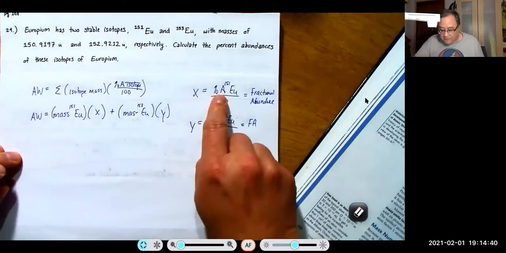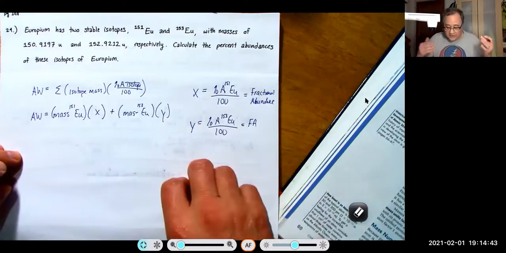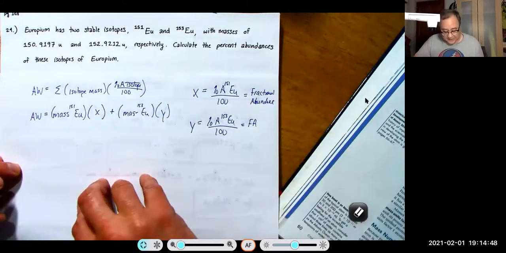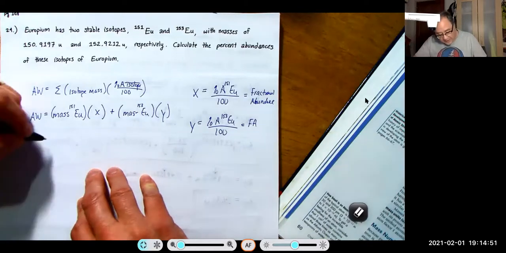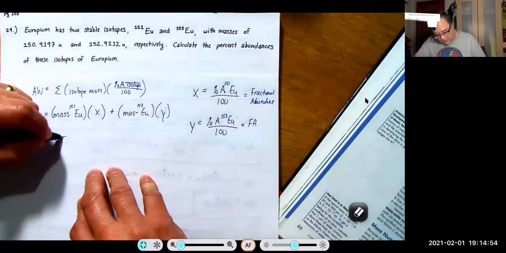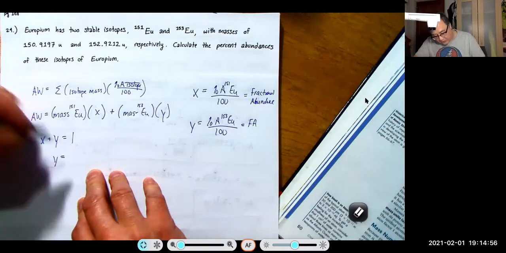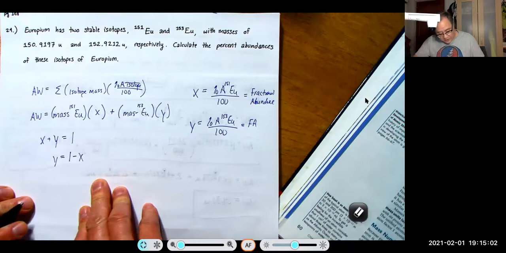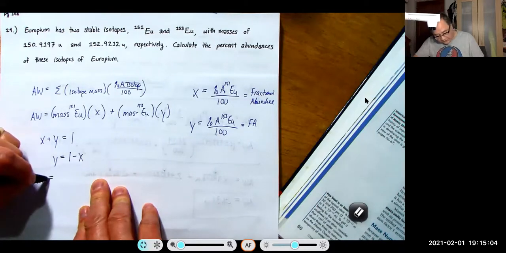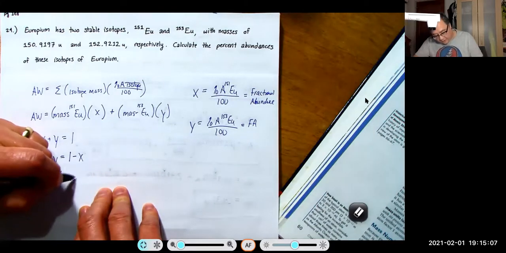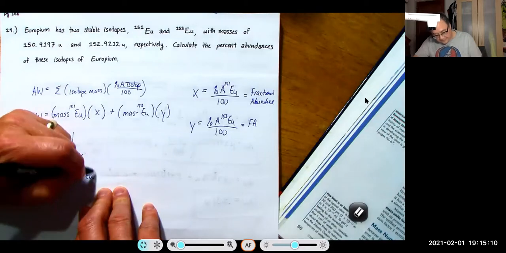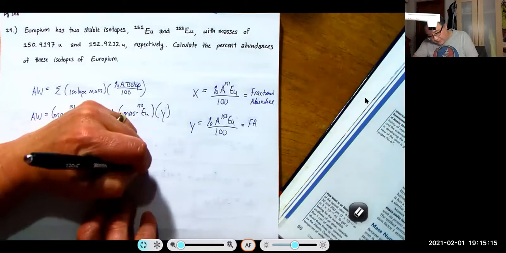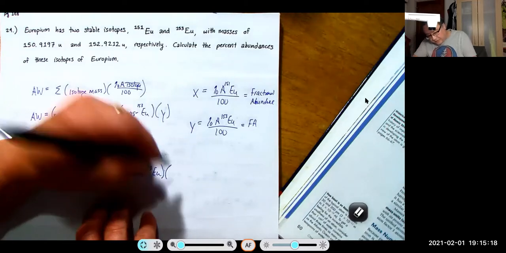Well, if you have percent abundances for each of these and you add them together, you get 100%. What happens when you add the fractional abundances together? You get 1. So X plus Y is equal to 1, which means Y is equal to 1 minus X. So now we have the atomic weight is equal to the mass of 151 europium times X plus the mass of 153 europium times 1 minus X.